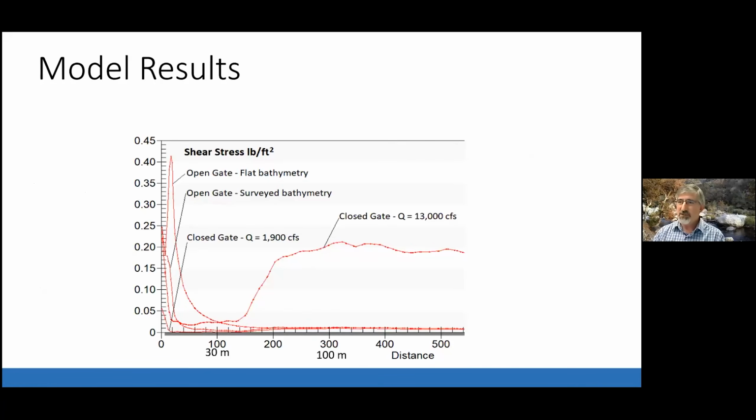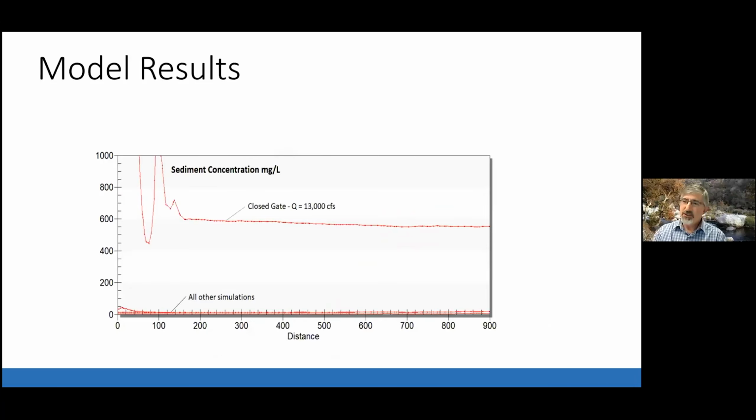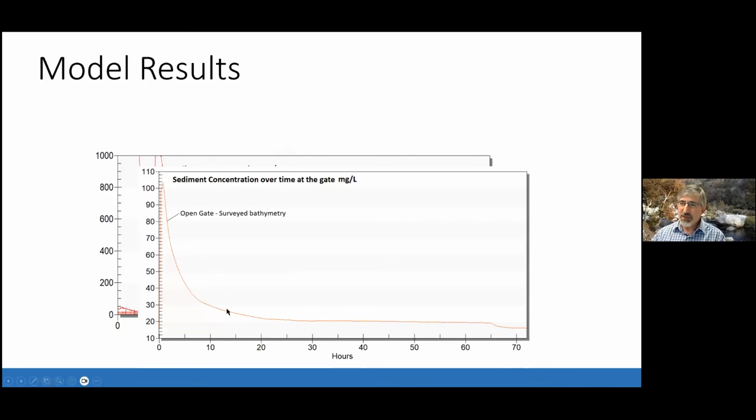Okay, so I'm skipping straight to some of the results here. This is looking at shear stress. I'm going to focus more, and I apologize that a lot of this is in English units, but looking at the shear stress, the concentrations is really what I want to get to. So this is showing that for the simulations that we did, for the high flow with the gate closed, the concentrations were much higher than all the other simulations. Okay, and if we kind of look at what we were getting with the gate open with the survey bathymetry, again, it was pretty low, about 100.